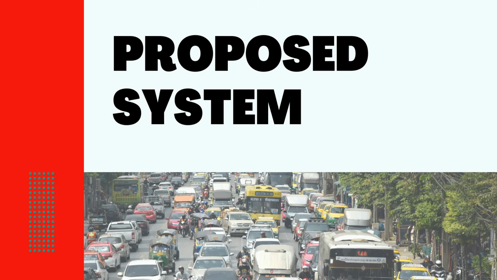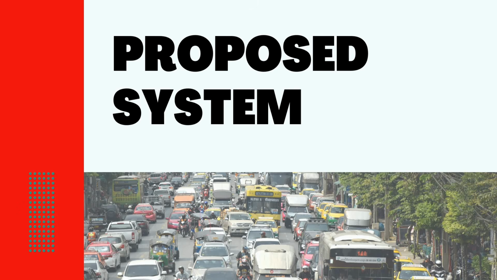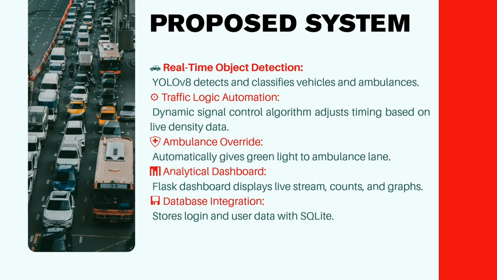Okay, proposed system. This is our proposed system PPT. So there is a comparison also. So this is our proposed system. In our proposed system, this project supports real-time object detection using YOLO V8, the latest advanced algorithm, and traffic logic automation. We have created an intelligent traffic automation algorithm. It will intelligently control all the traffic lights dynamically without any human input.